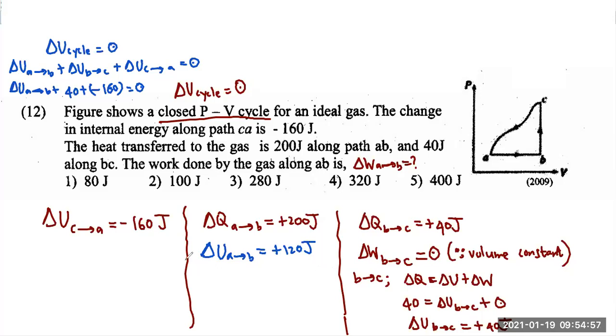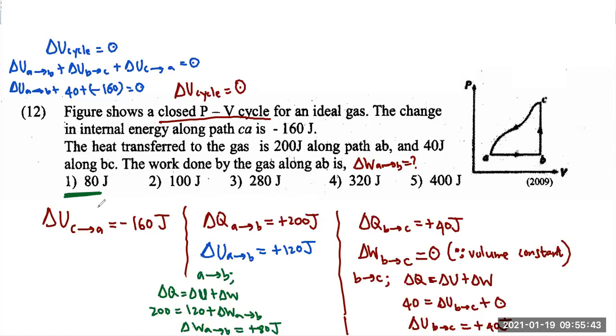Okay, right. Then the final step, and let's finish it off. We need to find out delta W. For that, for the A to B process, let's apply the first law of thermodynamics. Delta Q equals delta U plus delta W. Easy. Delta Q is 200, delta U is 120, plus delta W A to B. And what is the final answer? Delta W A to B is going to be 200 minus 120, and that is going to be plus 80 joules. Work done by the gas. Yeah, correct. Plus 80. So first answer.